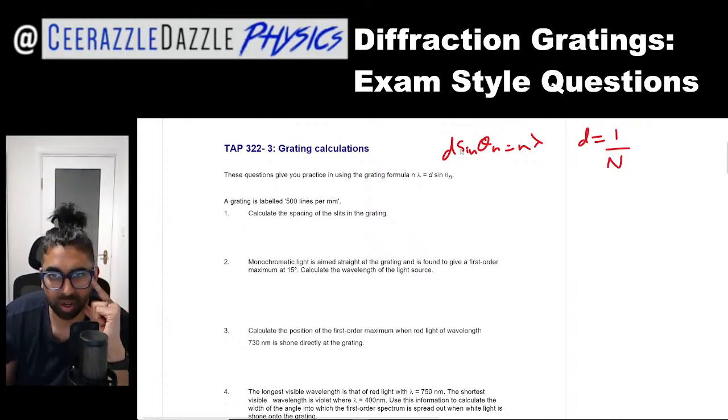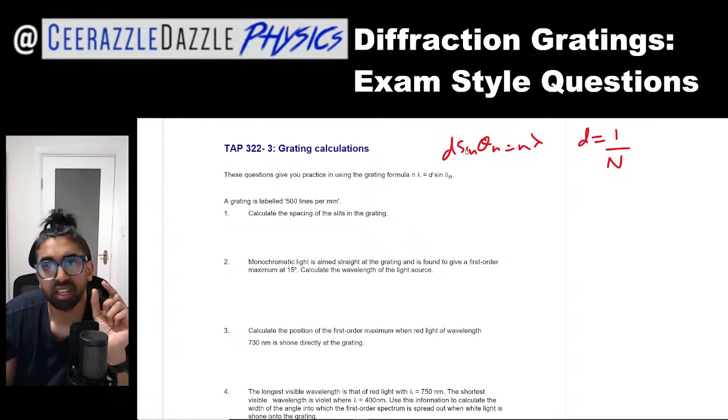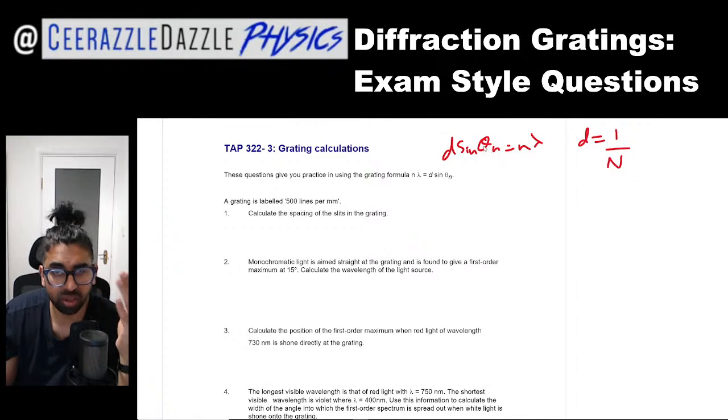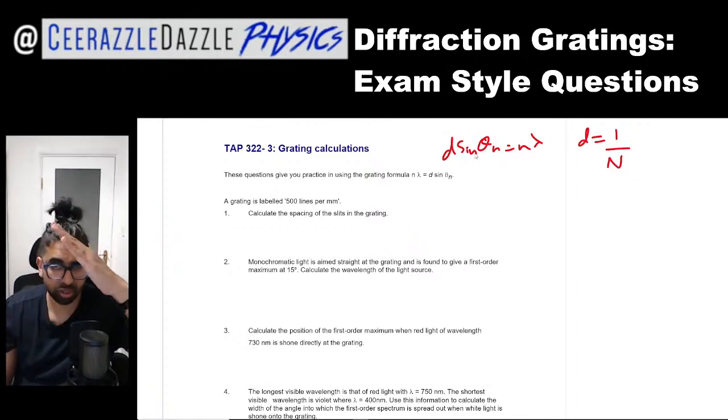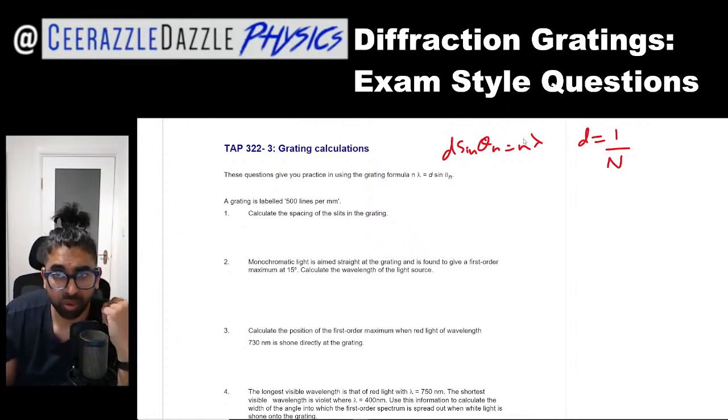Okay, so just a quick recap. First of all, d stands for the slit separation in the diffraction grating, the distance between each slit. Theta n is the angle at which the order that you're looking at you'll see. So if this is order number 1, it's the angle between the central maxima outwards to the order 1. n is going to be the order number, lambda is going to be the wavelength. And obviously the slit separation d is also equal to 1 over N. Okay, just make sure you're happy with that, and now we can tackle the questions.